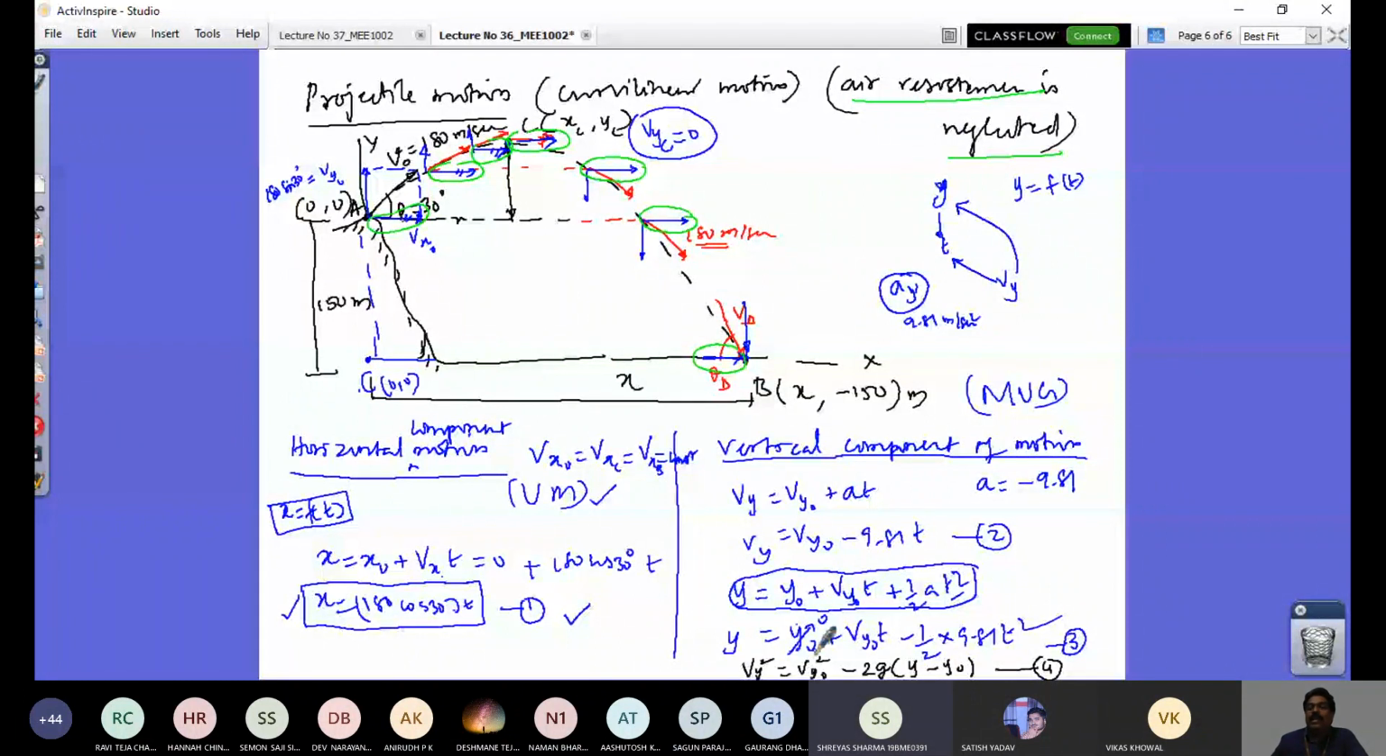You studied the formula s is equal to ut plus half a t square, where s is displacement. Yes, displacement. So it is y minus y naught.